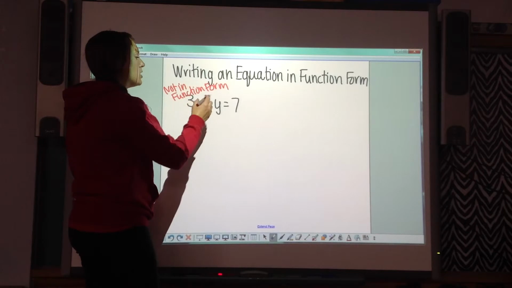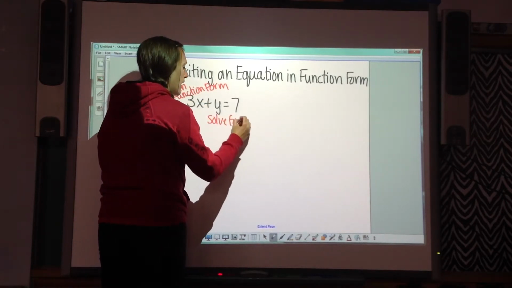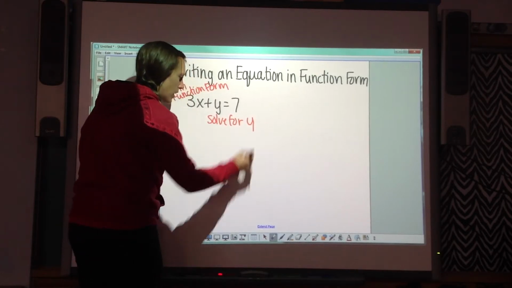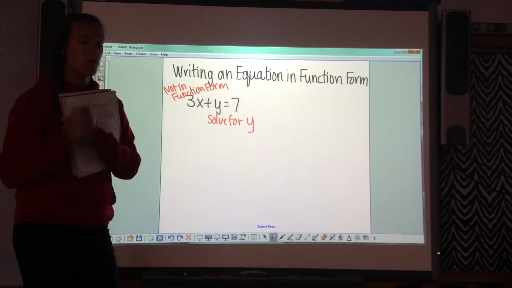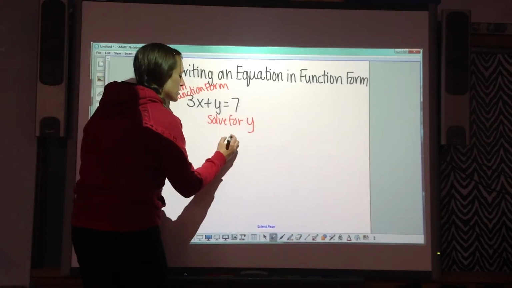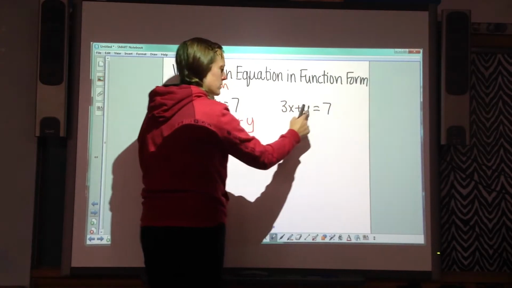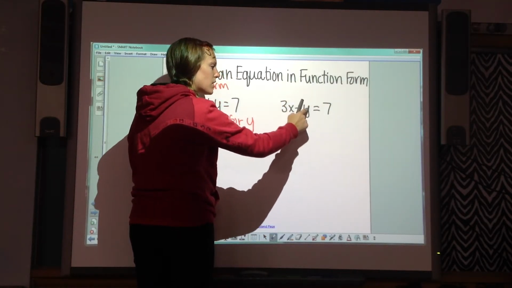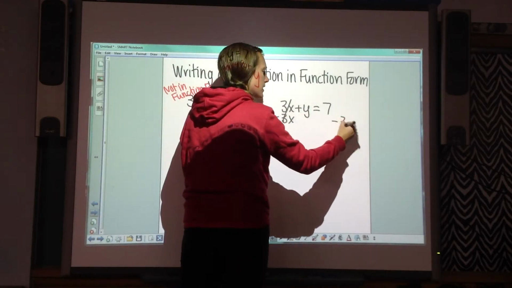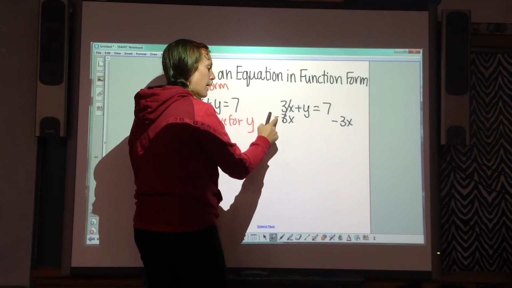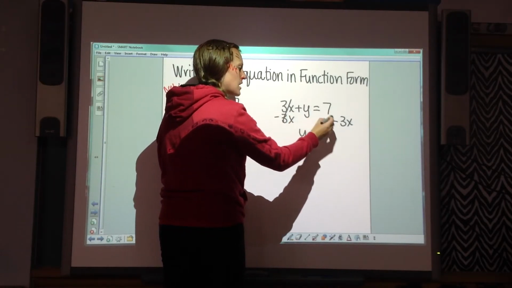So meaning you need to solve for y. Okay, you want to get y by itself. Function form is when y is by itself. So I'm going to take this equation and solve for y. I want y by itself. Well, to get y by itself on the left side of the equal sign, I move this whole term to the other side. It's positive here, so you're going to do the opposite and subtract. So over here I'd be left with y equals 7 minus 3x.